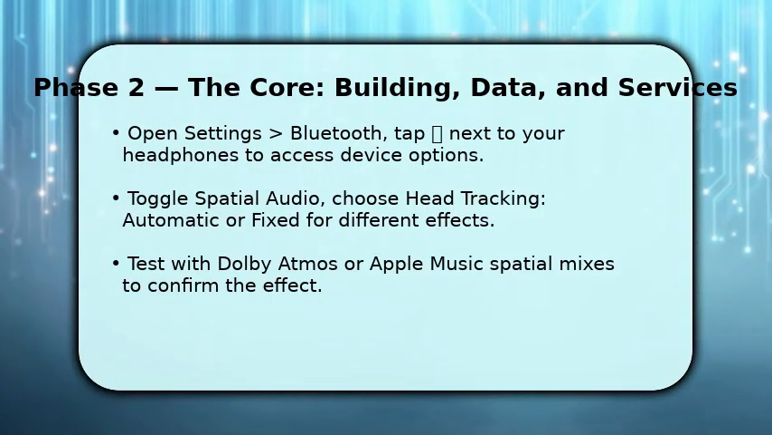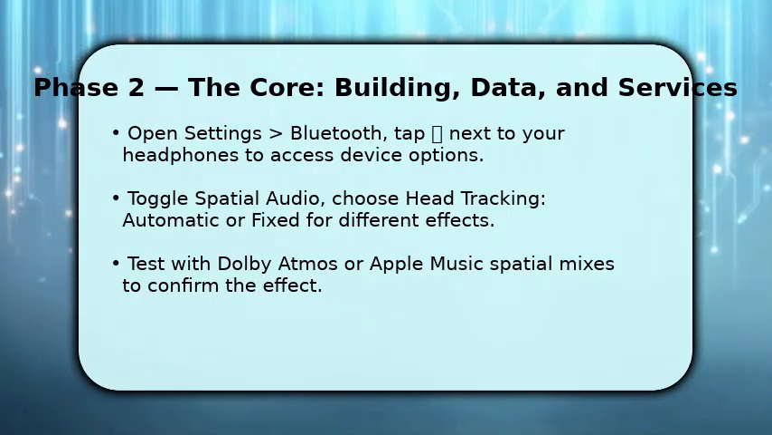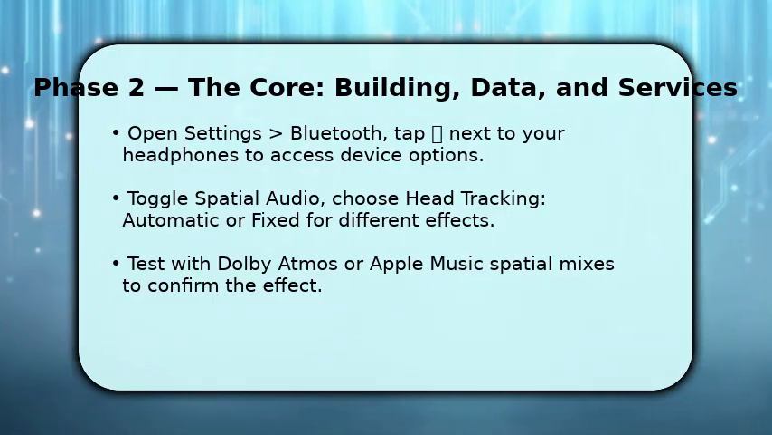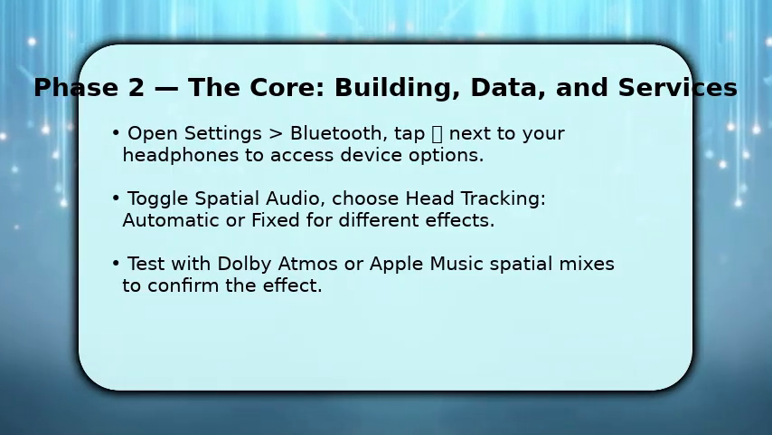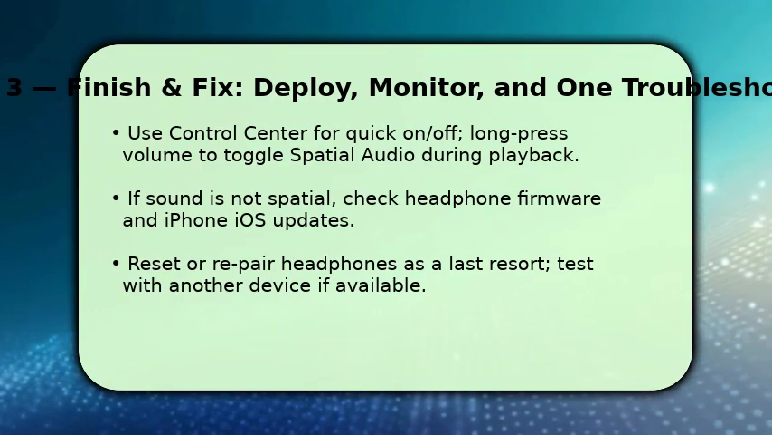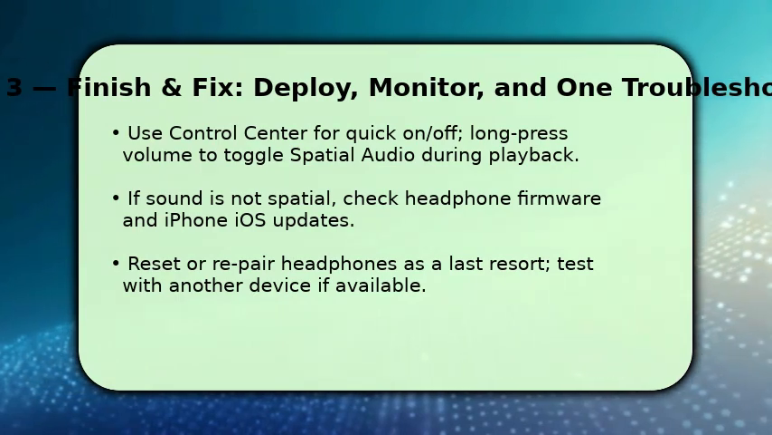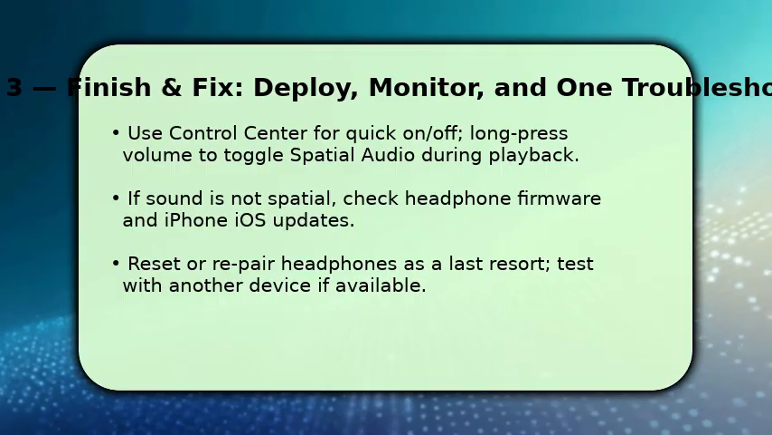To verify the setting, play a supported Dolby Atmos or spatial audio track and move your head. You should notice sound position shift, which confirms the processing is working. Finish by using Control Center for quick checks and toggles during playback. That helps confirm behavior in real time.